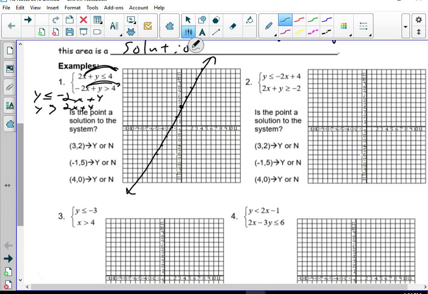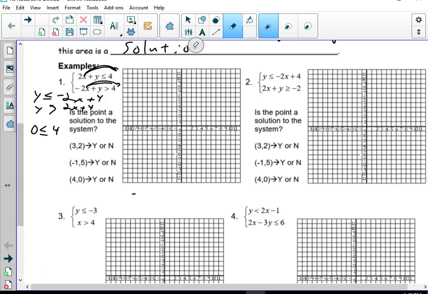Now, we're going to test the point 0, 0. Okay? 0 is less than or equal to 4. True or false? True. I made a careless error. Uh-oh. That's not good. Okay, so my slope, I went the wrong direction. Forgot my slope was negative.